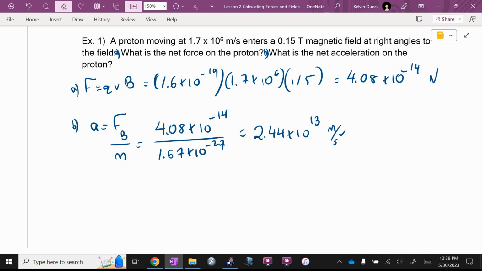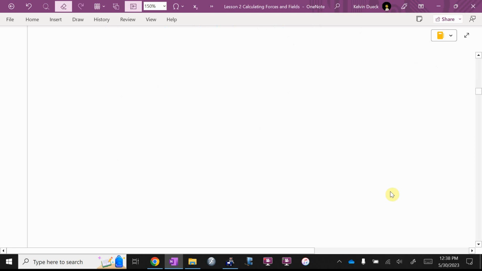Two things. Number one, as it sped up, its mass would increase, and so its acceleration would change. We learned that in Physics 11. But actually, number two, this force is not causing the proton to speed up. It's causing it to change direction. Trust me. We're going to get to a neat application.